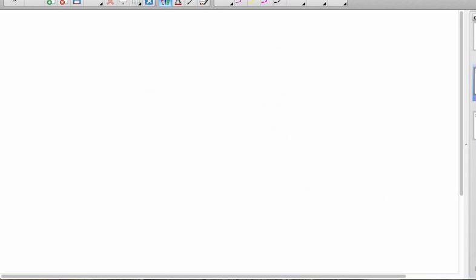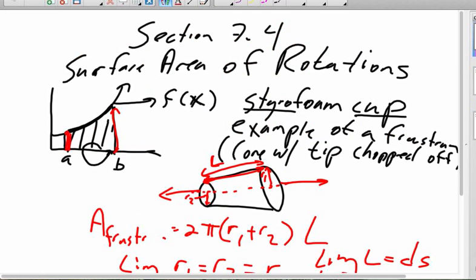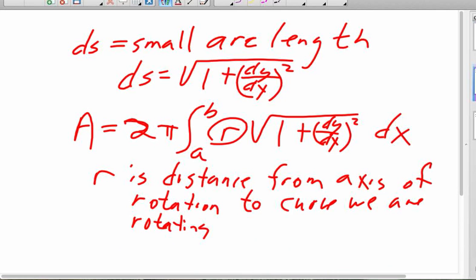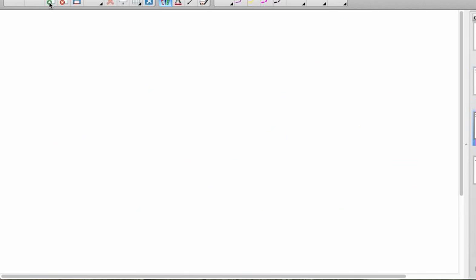Your book had two different things for this. They also had dy. But basically, as long as we define r here to be the distance from our axis of rotation to the curve that we're rotating, then this is going to be the same. And this will work. Let me illustrate what we're doing before I go on.